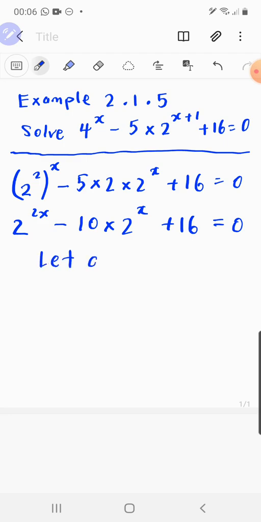Let a equal 2 to the power of x. And now let's use a substitution to simplify the equation. The first term will become a squared. The second term will become 10 times a. And now we will have a very familiar quadratic equation with a variable a. We can now proceed to solve this quadratic equation using the quadratic equation techniques that we have learned.